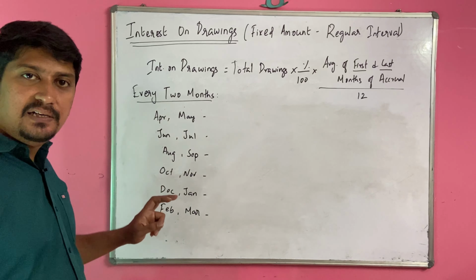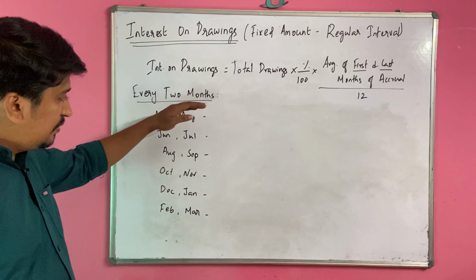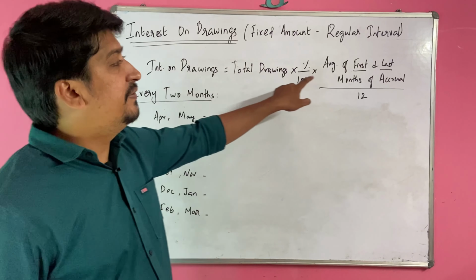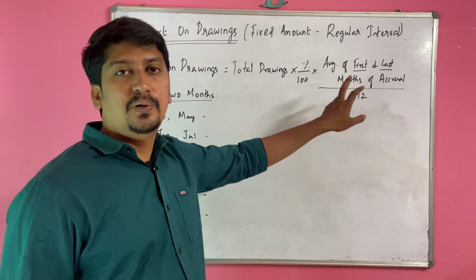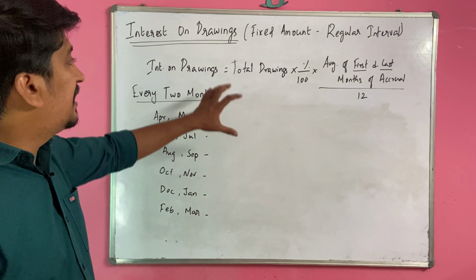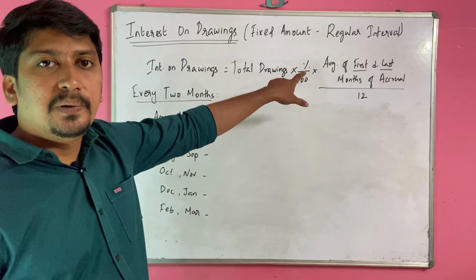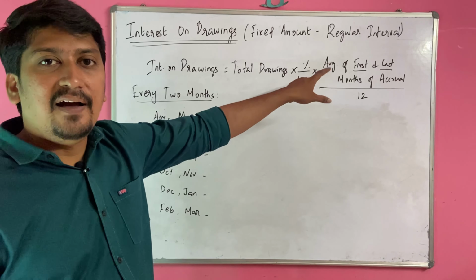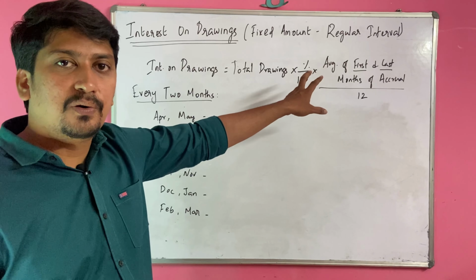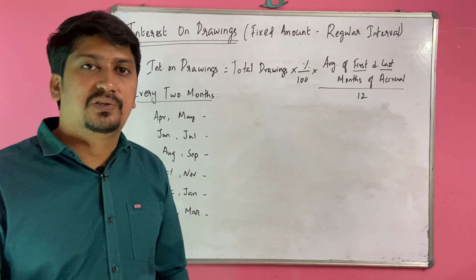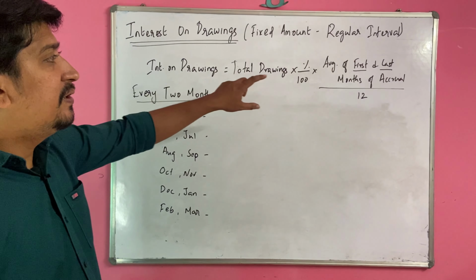These are the intervals. Let me first explain you the sum individually, how much we are getting. Then I will explain with the help of this formula. This formula says we need not calculate different drawings individually. We can take the total drawings, multiply into the percentage of the drawings, that is the rate of interest on drawings, then take the average of first drawings months accrued and last drawings months accrued. Months accrued means how many months interest the partner has to pay for each drawing.